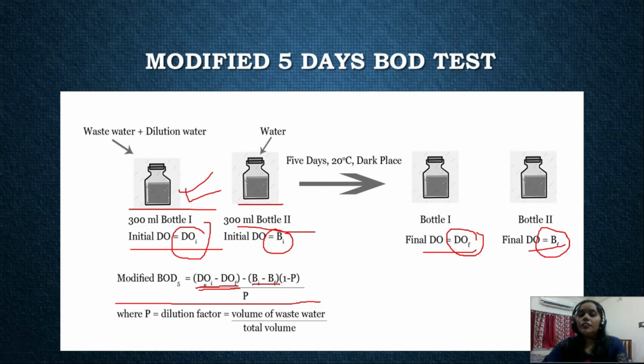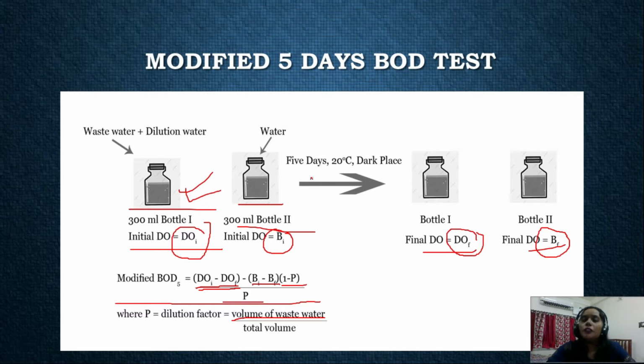So look here, bottle 1 means total BOD, and bottle 2 means only the BOD of water. As such, you can see in the formula that we are subtracting the BOD of the water from the total BOD, into 1 minus P, again divided by P. So P is the dilution factor, and you know that P equals the volume of wastewater divided by the total volume. So this is the whole schematic diagram of the modified 5 days test.